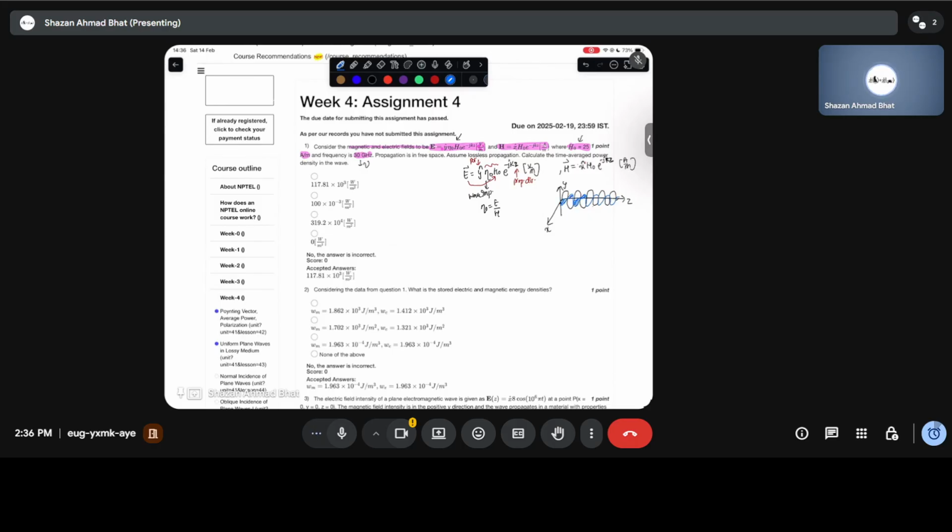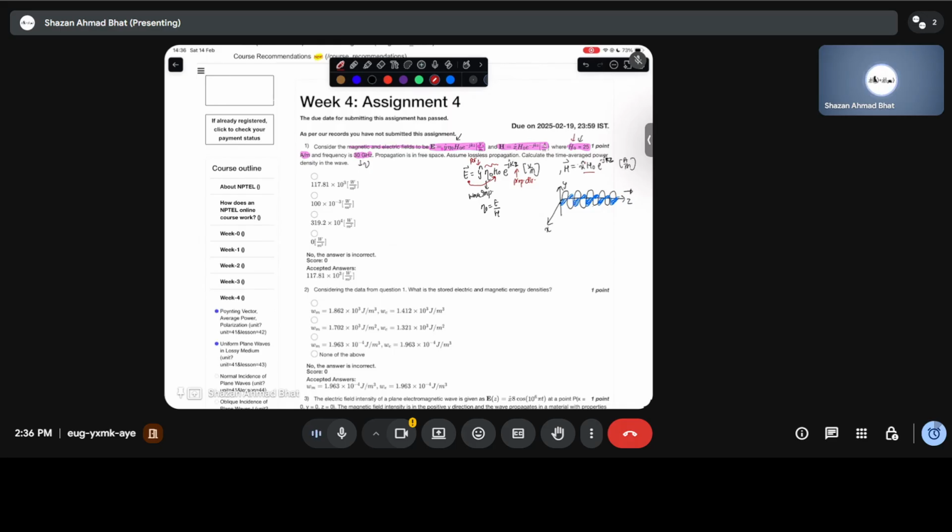It's oscillating back and forth in the x direction, but the overall wave is propagating in this direction. Okay, so that is how this electromagnetic wave will look. But you notice that all of this is in terms of the magnetic field. So the electric field has been shown in terms of the magnetic field amplitude. That's why the wave impedance is multiplied. And this is in terms of the magnetic field.